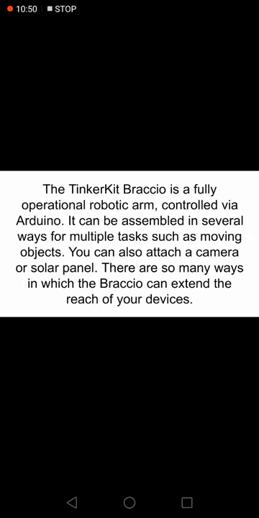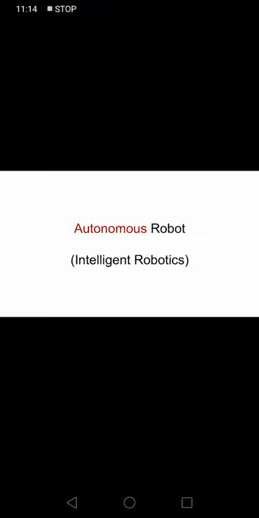It can be assembled in several ways for multiple tasks, such as moving objects. You can also attach a camera or solar panel. There are so many ways in which the Braccio can extend the range of your devices. Next slide. Autonomous robot, intelligent robotics.